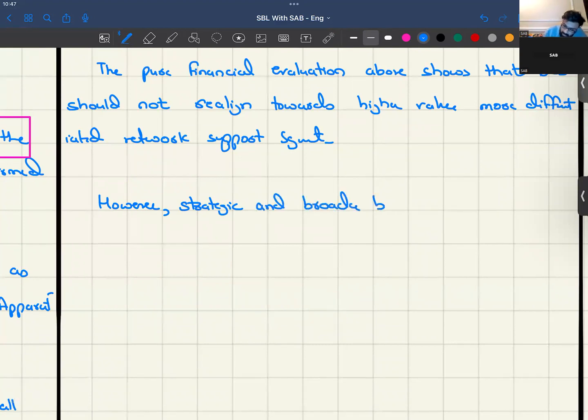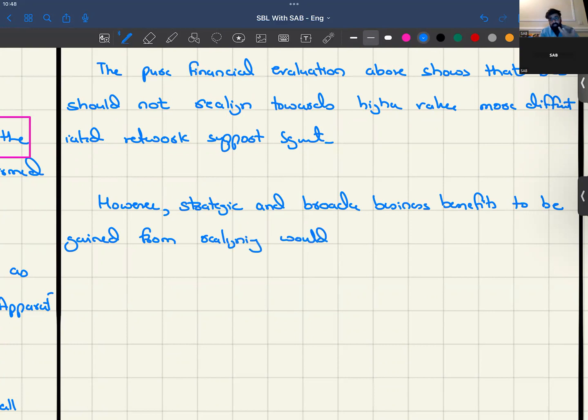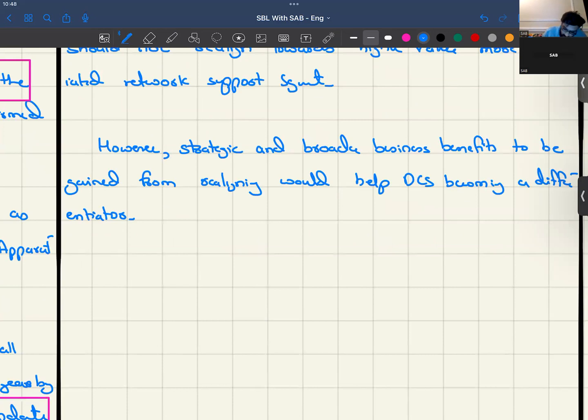however, strategic and broader business benefits to be gained from realigning would help. Now, you have to justify the selections, right? So it would help DCS become a differentiator here, right?